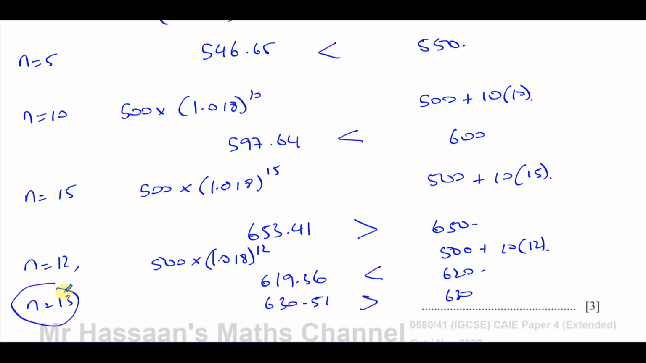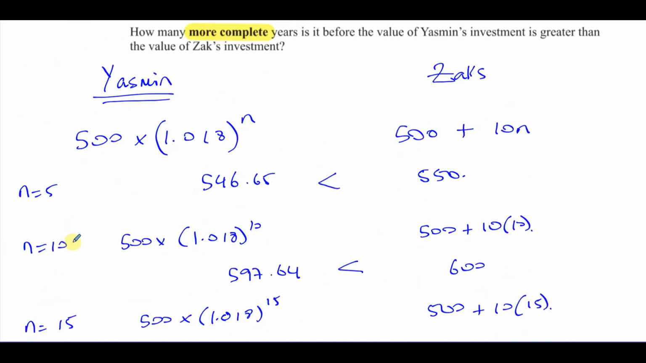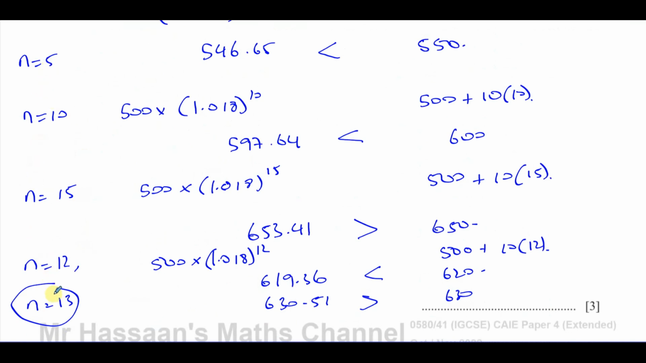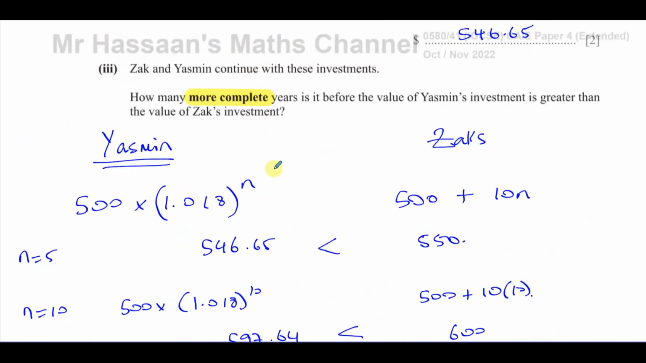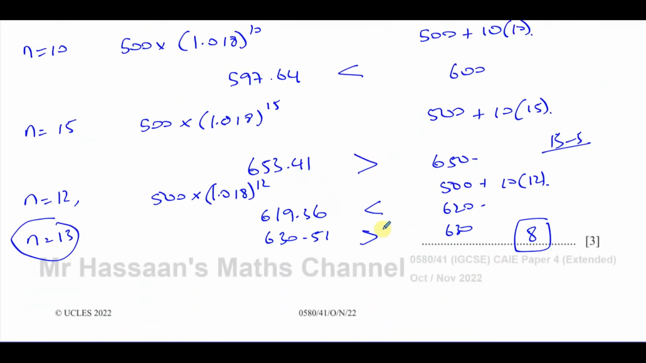Now, it says how many more complete years from that time. Okay, so it's from 5 up to 13. So that's 8 complete years. 8 complete years is our answer because we have 13 minus 5. That's 8 years altogether between those two. So it takes from 5 to 6, from 6 to 7, and so on. So it's going to take 8 more years than the 5 years that we considered for the investment of Yasmin to first be greater than the investment of Zach.